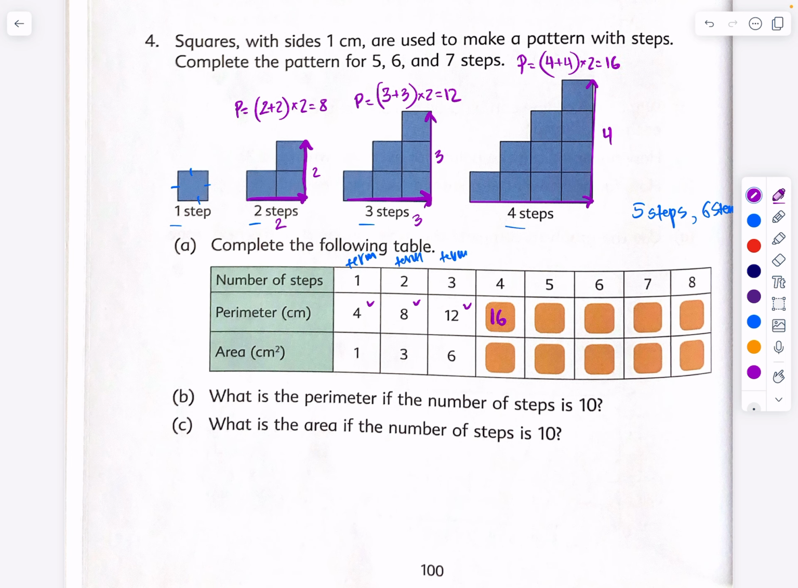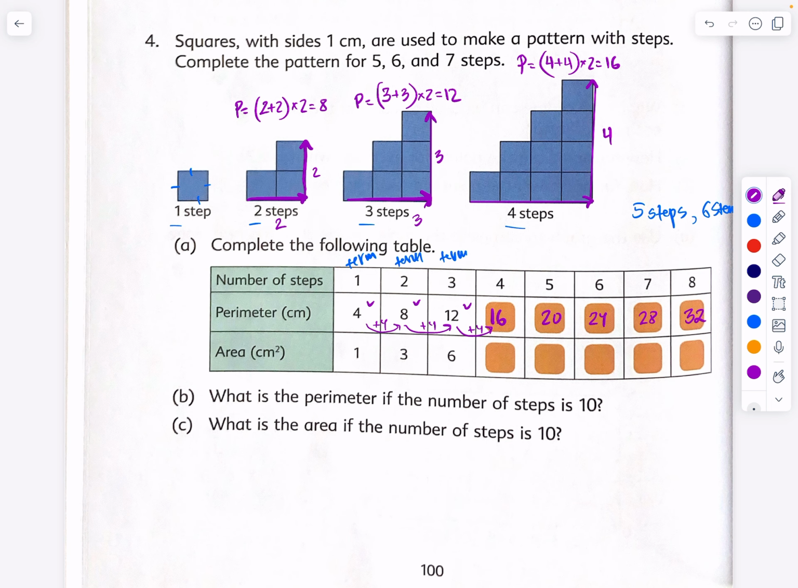Right here is 16. Now, I hope you notice the pattern. 4 centimeters, 4, 8, 12, 16. We notice that each time it's plus 4, plus 4, plus 4. It's an arithmetic sequence, plus 4. So the next term will be 20 centimeters in perimeter, 24 centimeters. And the one with 7 steps would have 28 centimeters in perimeter. And the stairs with 8 steps would have plus 4 more, 32 centimeters in the perimeter. We can continue going forward for 9 and for 10.